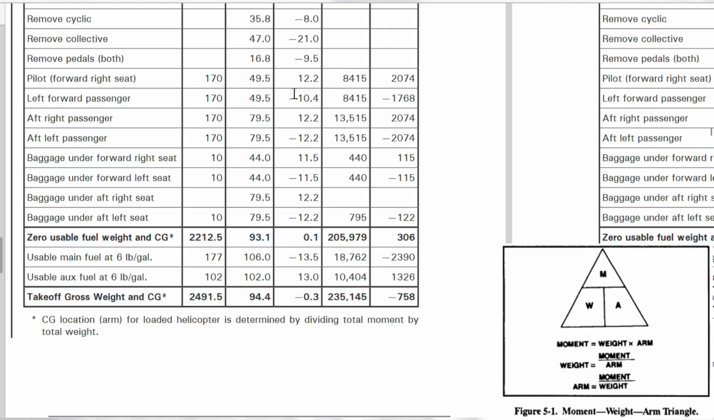And then what we can do is we can take our fuel, and in this case they've given us a number, so 6 pounds per gallon of avgas. So in this case they've added 177 pounds of fuel. I guess we could do the math and figure out what that is in total gallons. But essentially you just take, let's say you put in 20 gallons, you multiply that by 6, and you take your resultant and you put it in for your main as well as your aux.